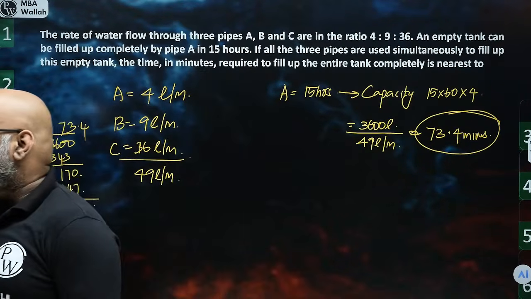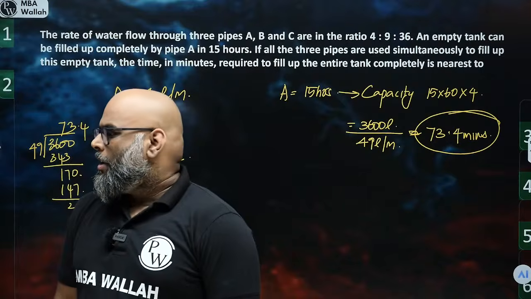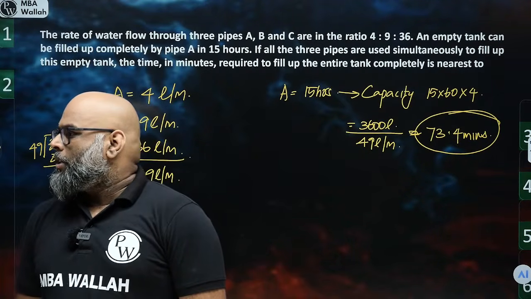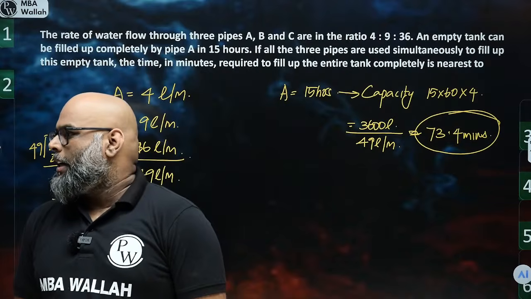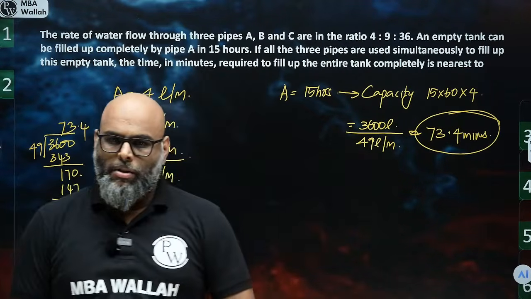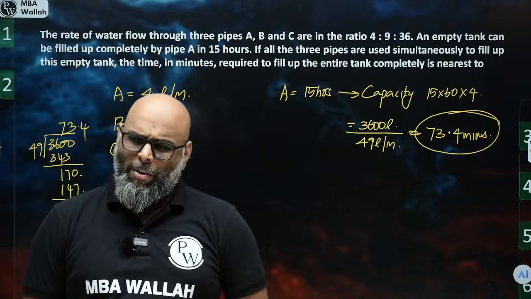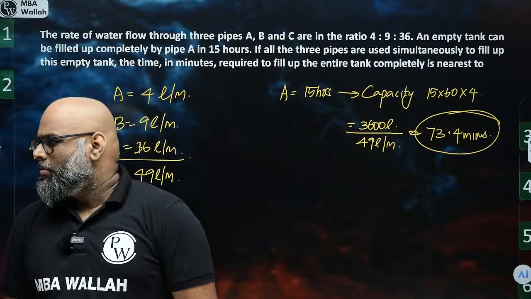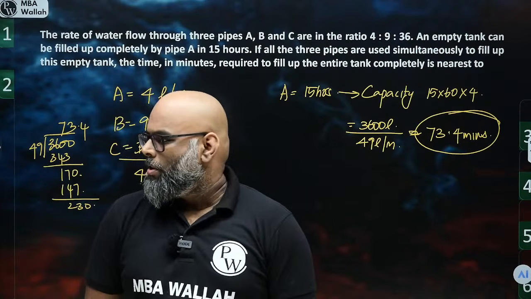Nice and easy. Yes, Athar, Sangram, Devansh. The last line of this question says the entire tank completely is nearest to. Nearest to is 73 minutes, because 73.4 I round off, it is 73. I'm done. Any doubts?